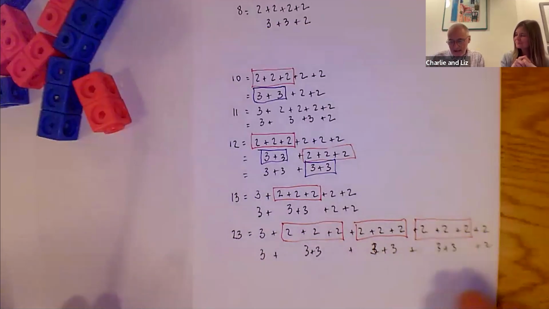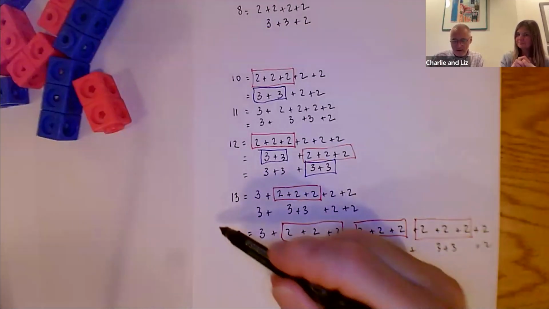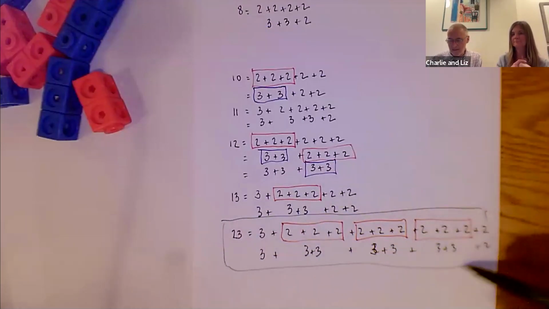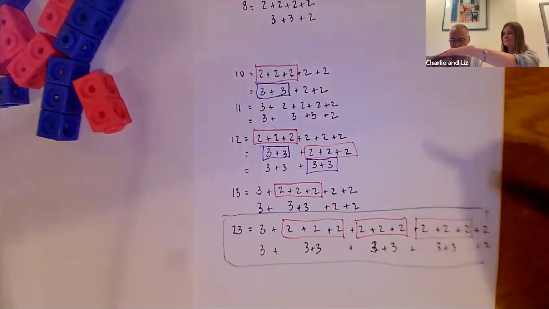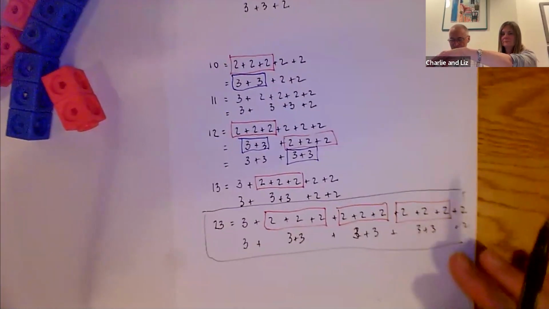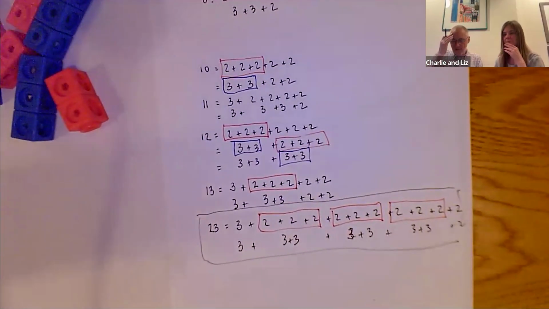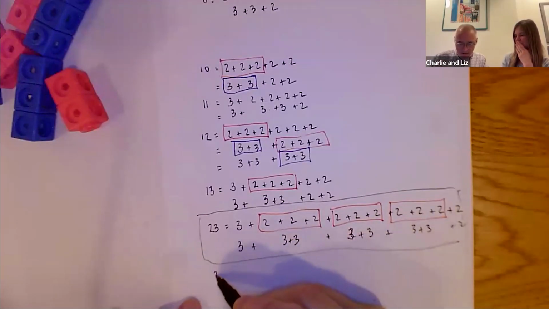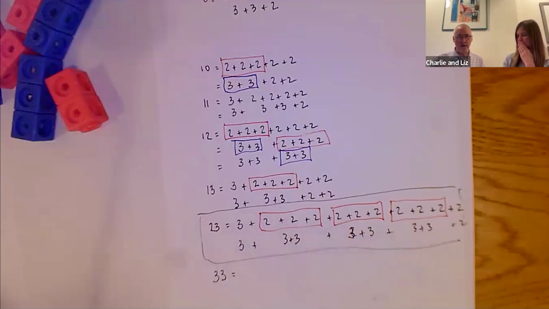Absolutely. And let's imagine we've had this conversation with somebody, and we've deduced that there are four different ways of combining threes and twos to make 23. How many ways are there if we wanted a total of 33?